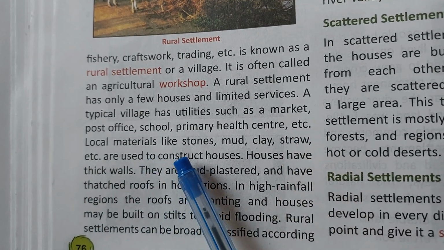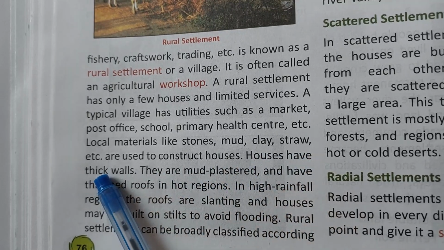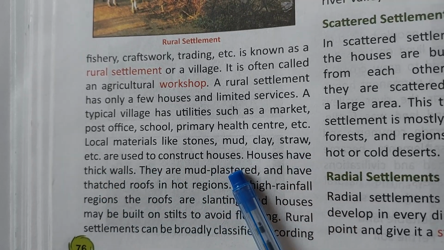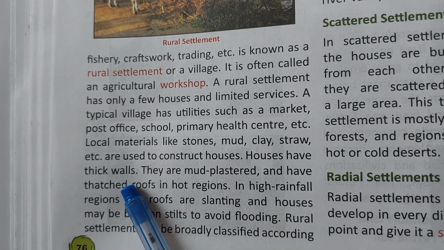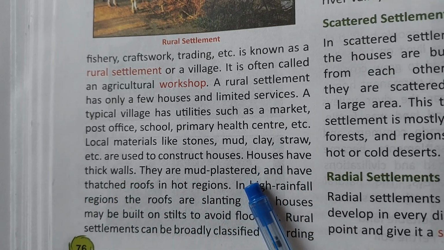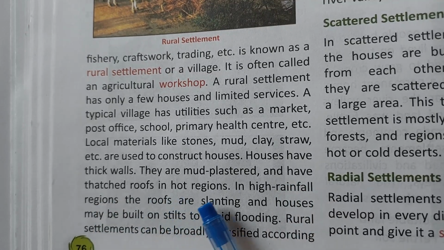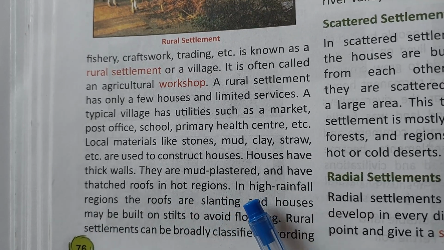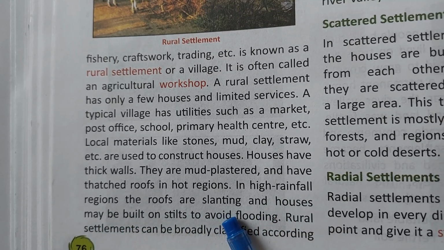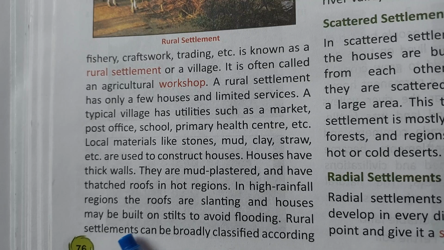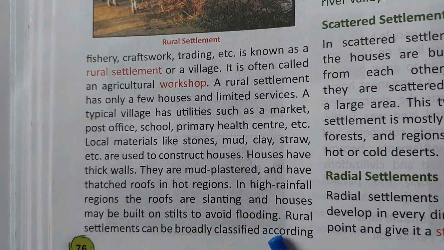Local materials like stones, mud, clay, straw, etc. are used to construct houses. Houses have thick walls. They are mud plastered and have thatched roofs in hot regions. In high rainfall regions, the roofs are slanting and houses may be built on stilts to avoid flooding.